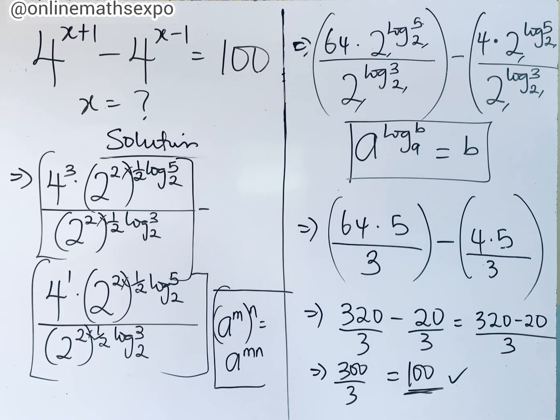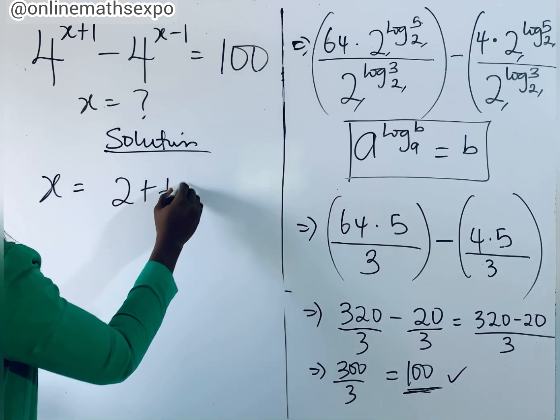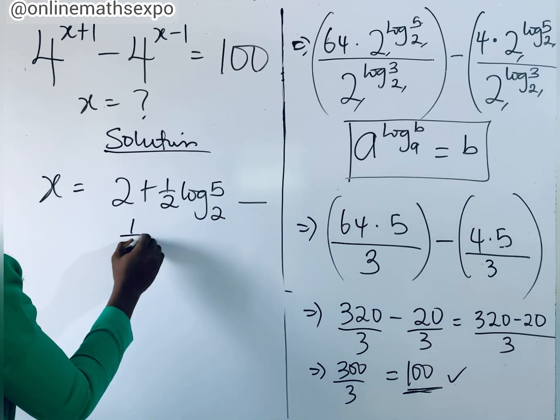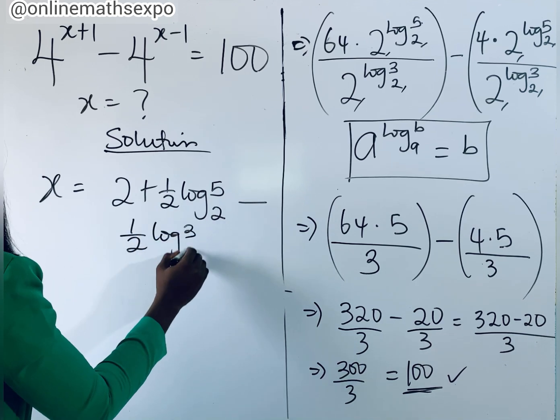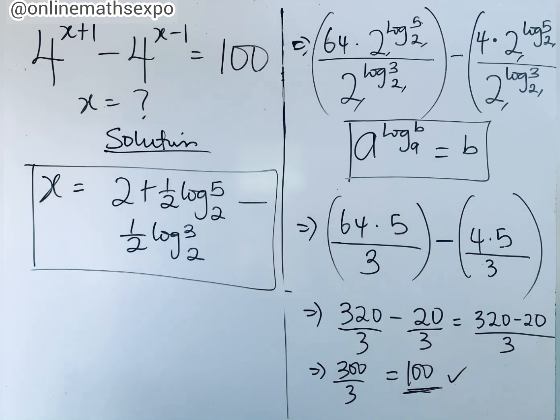So it means that x as 2 plus half log 5 base 2 minus half log 3 base 2 is correct for the value of x.